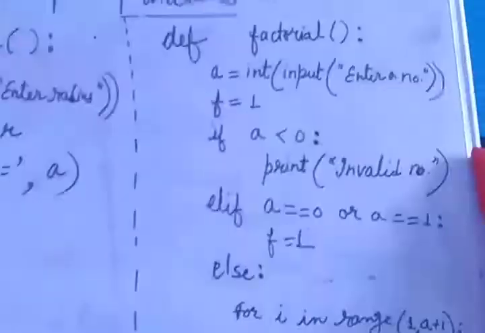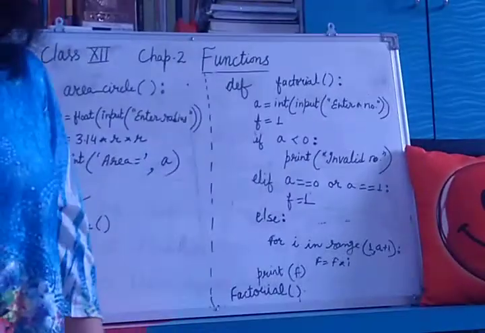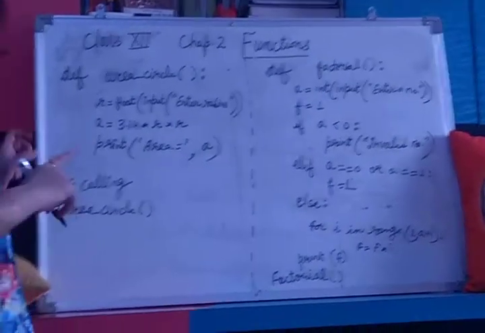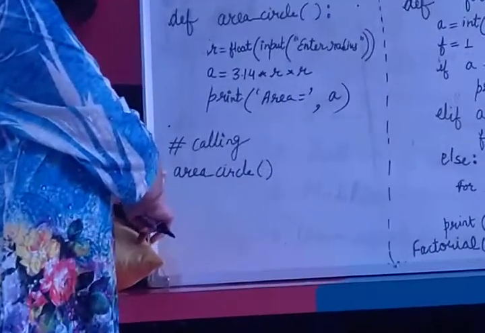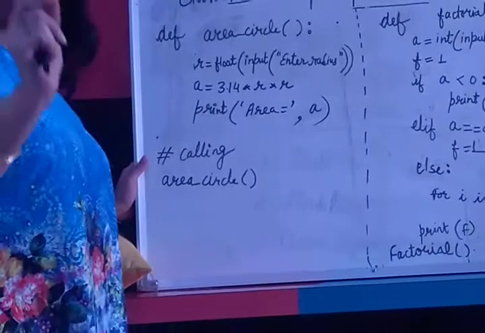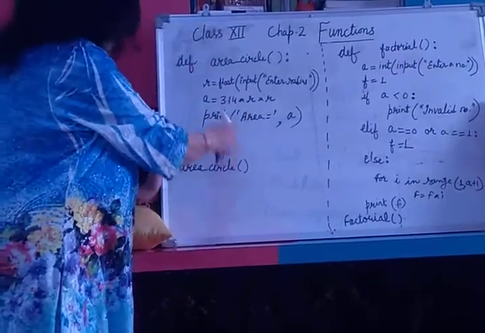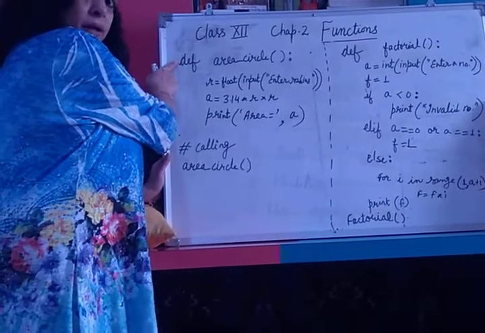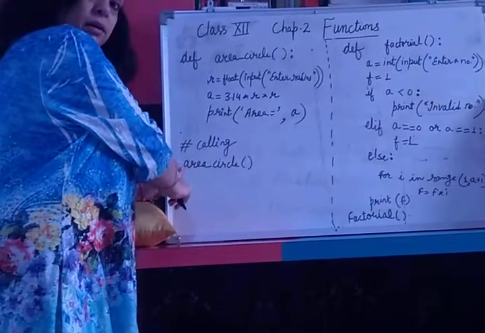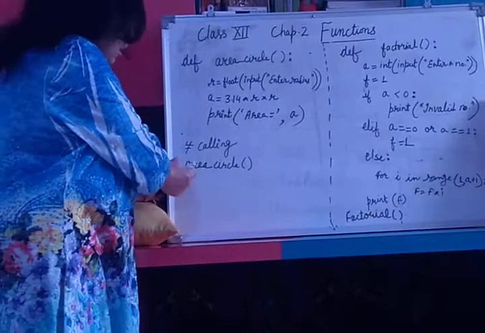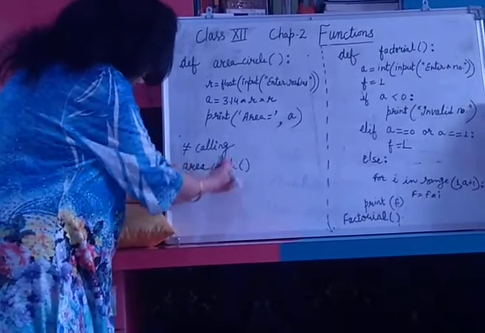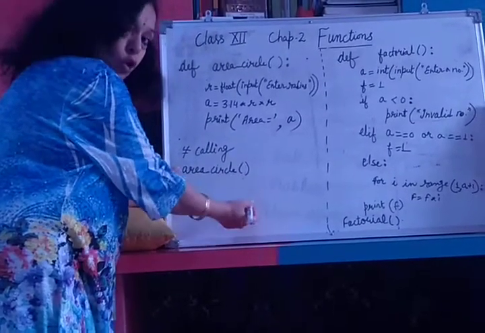Now, what will happen when you run this program? Program always starts from main, as I told you earlier also, that main is the only entry and exit point of the program. So when you run this program, it will not start from here, it will start from here. That is, this is the main function. The first statement of the main program is area circle is called.